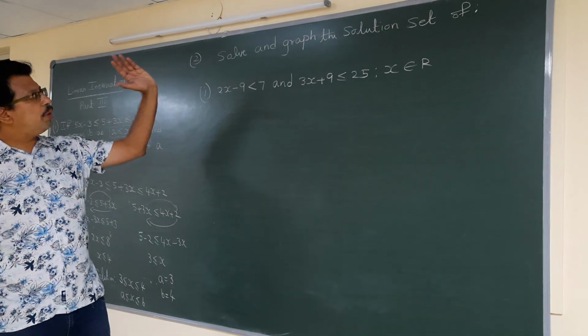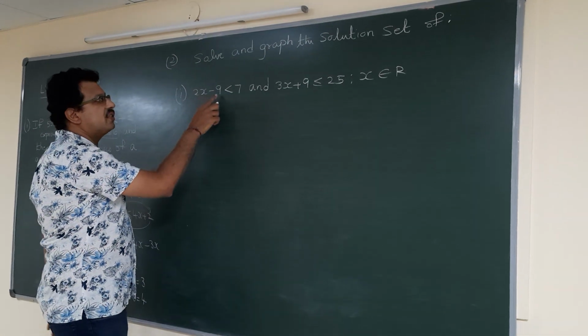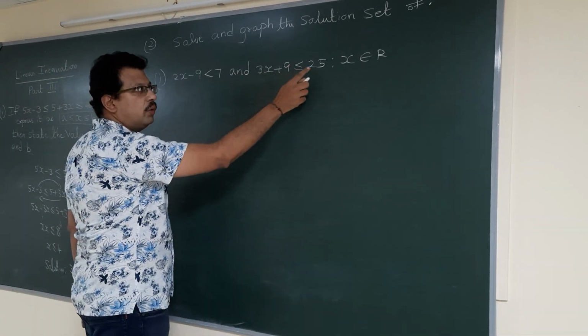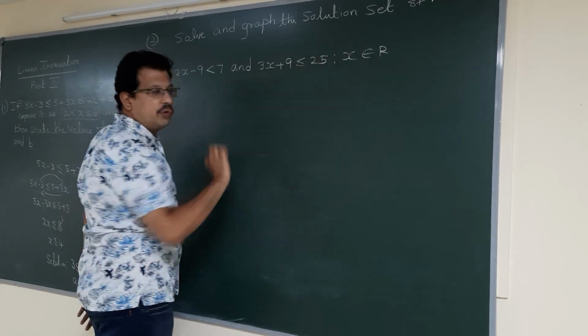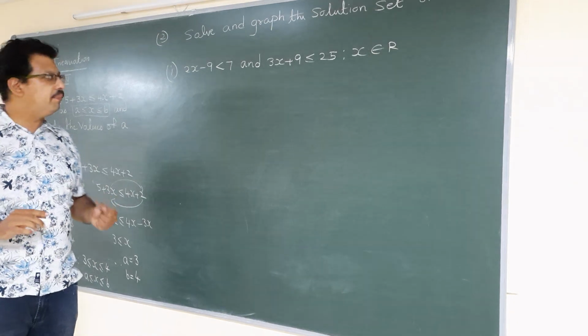So the next problem is: solve and graph the solution set of 2x minus 9 less than 7 and 3x plus 9 less than or equal to 25, where x belongs to real numbers. Children, this is a different type of problem.